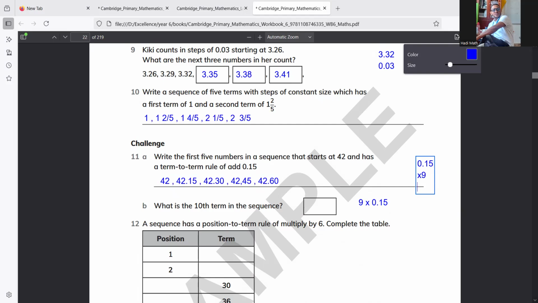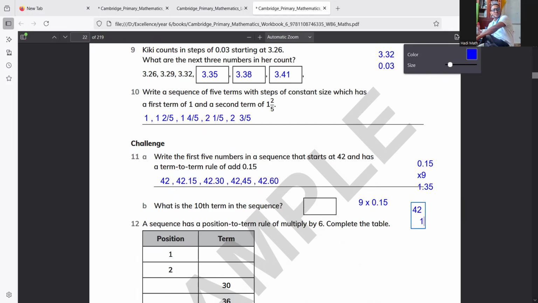9 multiplied by 5 is equal to 45. 5 and you carry over 4. And 9 multiplied by 1 is equal to 9. Then plus 4 is equal to 13. And you put the decimal point after 2 digits, like 1, 2, put the decimal point here. So it is 1.35. So you're going to say what? You're going to add 42, you add to it what?